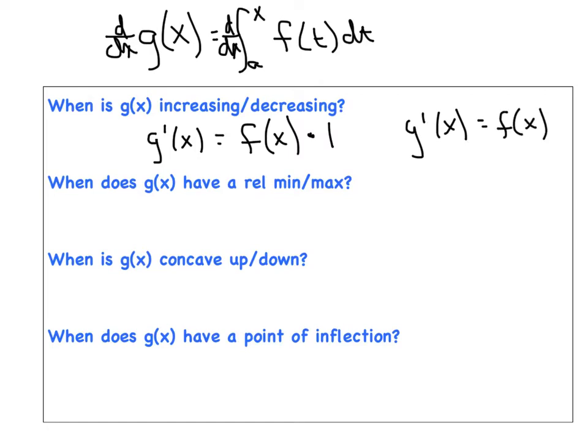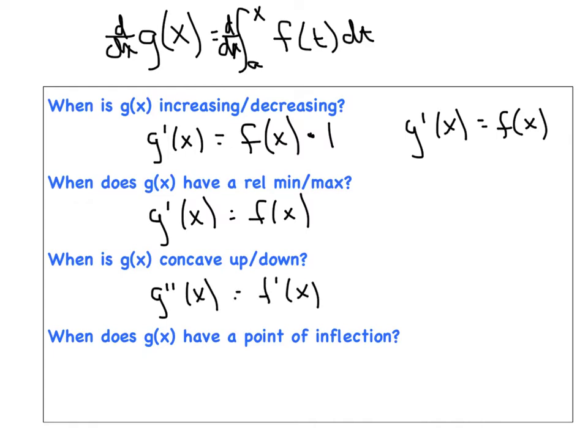Again, if they want to know where g has any relative maxes or mins, we're going to take a look at g prime, which is actually f, and we're going to figure out where it changes from positive to negative. If they want to know when g is concave up or down, we're going to go to its second derivative, which in this case is simply the first derivative of f. And the same thing for points of inflection. We're going to analyze g double prime, which is one and the same thing as f prime.